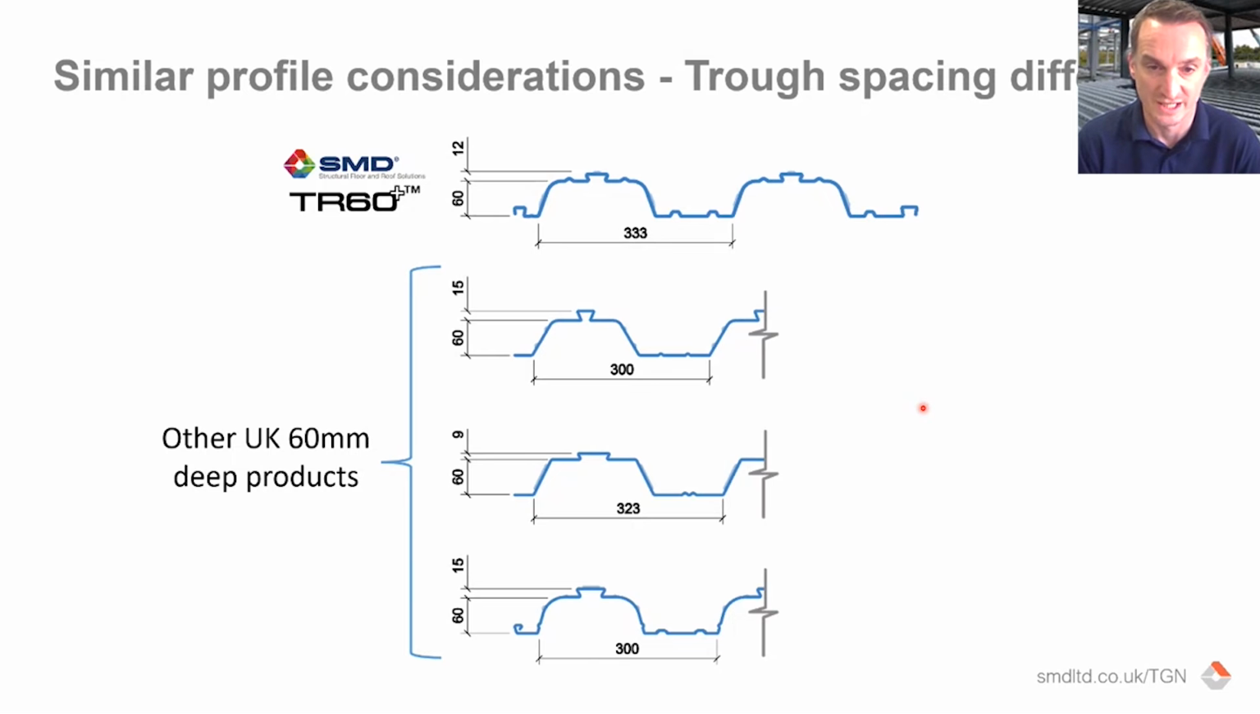So, it's just key to realize that not all 60mm trapezoidal profiles in the marketplace give the same trough centers in terms of shear studs. I think that's just the important note there.